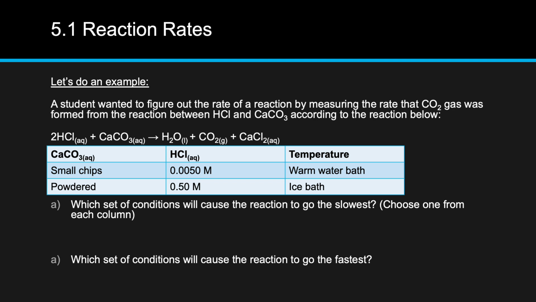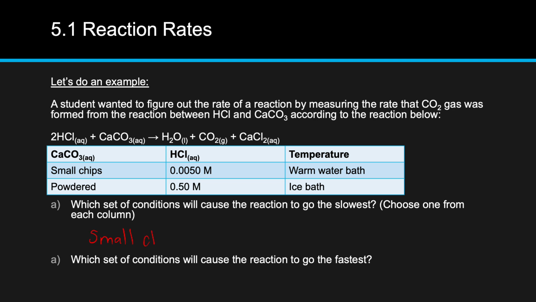All right, so let's do an example. A student wanted to figure out the rate of reaction by measuring the rate that CO2 gas was formed from the reaction between HCl and CaCO3. For the first part of this question, which set of conditions will cause the reaction to go the slowest? And it wants you to choose from each of the columns. The first column is CaCO3, and the options are small chips and powdered. For that set of conditions, we are going to choose small chips.